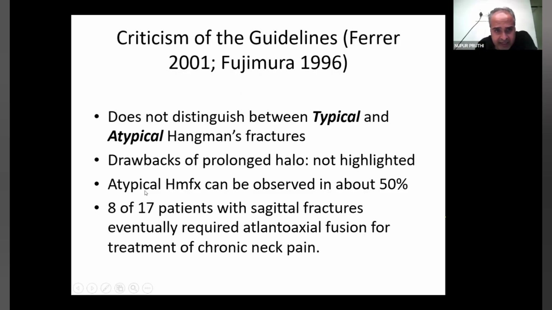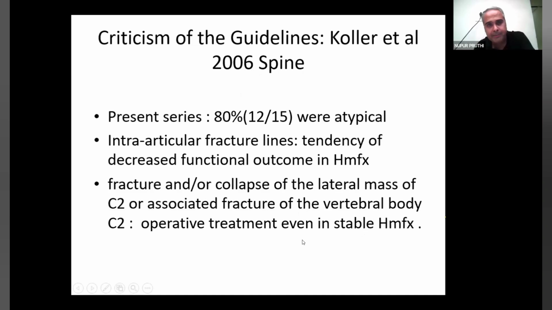Even they noted that atypical hangman's fractures can be observed in about 50% of cases. They also noted that 8 of 17 patients with sagittal fractures, which were initially managed conservatively, ultimately required atlantoaxial fusion for treatment of chronic neck pain.